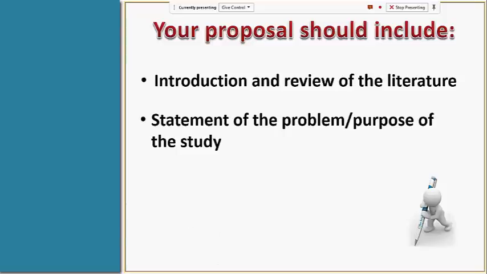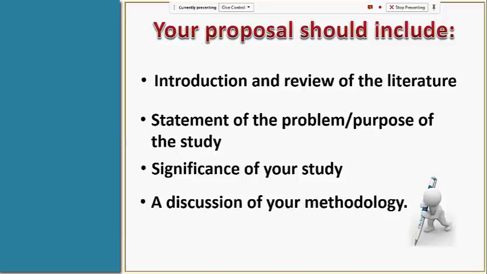Also, a statement of the problem or purpose of the study. I think I put that up here with this, but it's a separate element. What your topic is. What it is you're going to research. And the significance of your study. What contributions will you bring to the scientific community? What is the significance of this new information that you're going to bring, that you're going to produce?